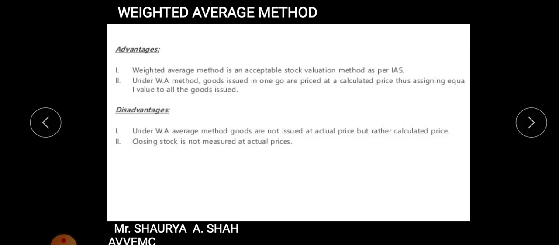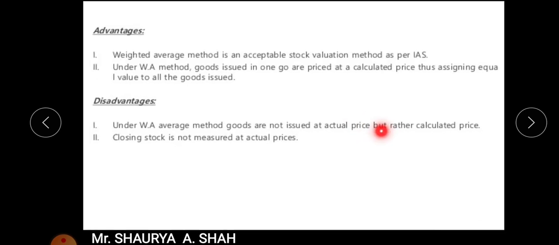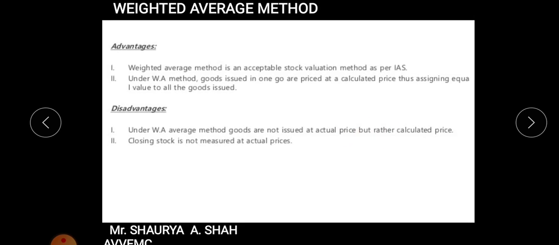Fine. So what are the advantages, disadvantages? Some of them we will see. Weighted average method is an acceptable stock valuation method as per international accounting standards. Right? The very first advantage is it is acceptable by IAS. Under weighted average method, goods issued in one go are priced at the calculated price, thus assigning equal value to all the goods issued. Right? We'll study how you are solving weighted average method, then you'll be understanding this point.